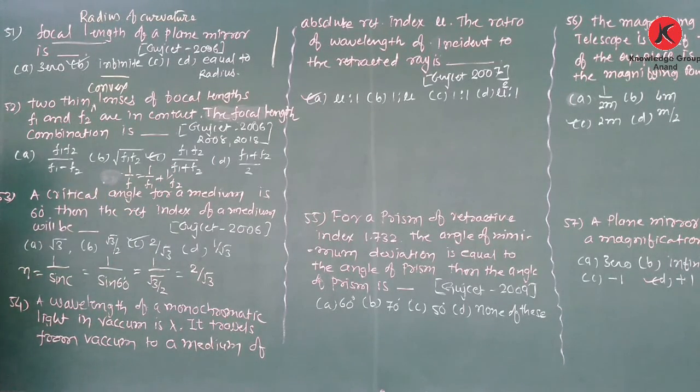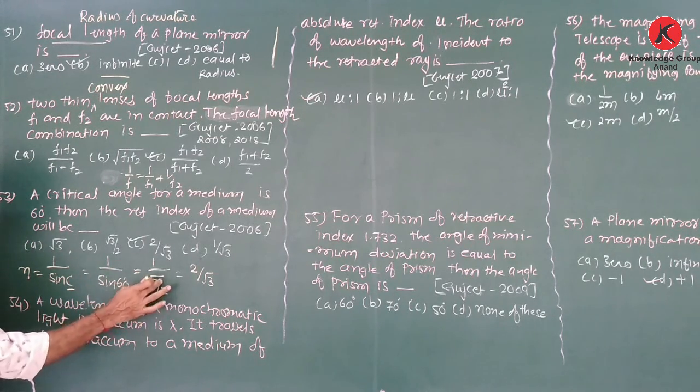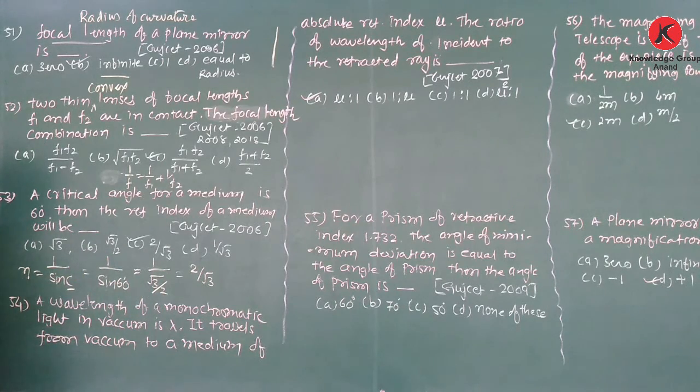Earlier this numerical was asked 3 times: 2006, 2008 and 2018. Again here, the critical angle for the medium is given as 60. That means C is equal to 60. We have to find the refractive index of the medium. So we know that for total internal reflection, the condition is sin C is equal to 1 upon n, or n is equal to 1 upon sin C. C is given as 60, so 1 by sin 60 is equal to 1 upon root 3 by 2. Therefore, 2 upon root 3.